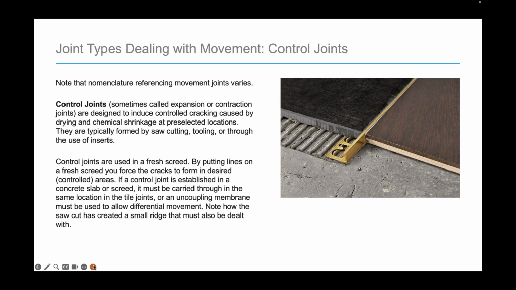Note the saw cut does create a ridge, so you do have to address that. Also, the uncoupling membrane doesn't take away the need for expansion joints. You just can be more selective as to where you put them, but you still will need them.